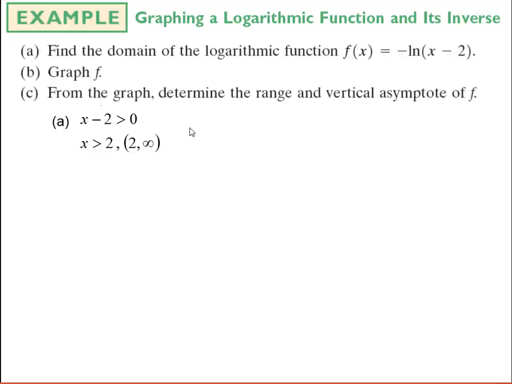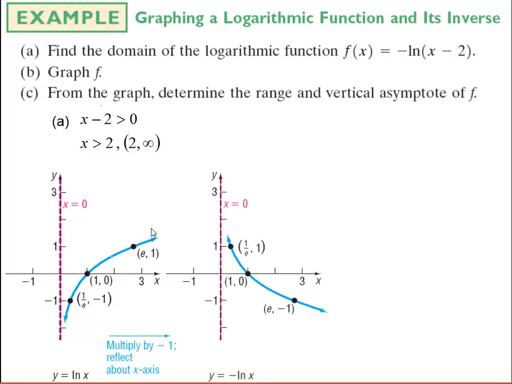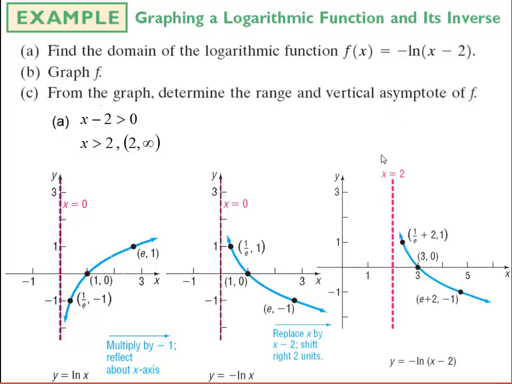Now, letter B says to graph the logarithm. If I use transformations, I'm going to start with the basic log function. Here's basic ln, my log base e, my increasing function. Then I'm going to reflect the graph, so I'm graphing the negative ln of x. I'm going to flip the graph upside down. The last thing I'll do is shift the graph 2 units to the right, and there's my final graph. Again, just want to remind you, there's a vertical asymptote at x equals 0. That gets moved 2 units to the right, and there's my rough sketch of my logarithm.